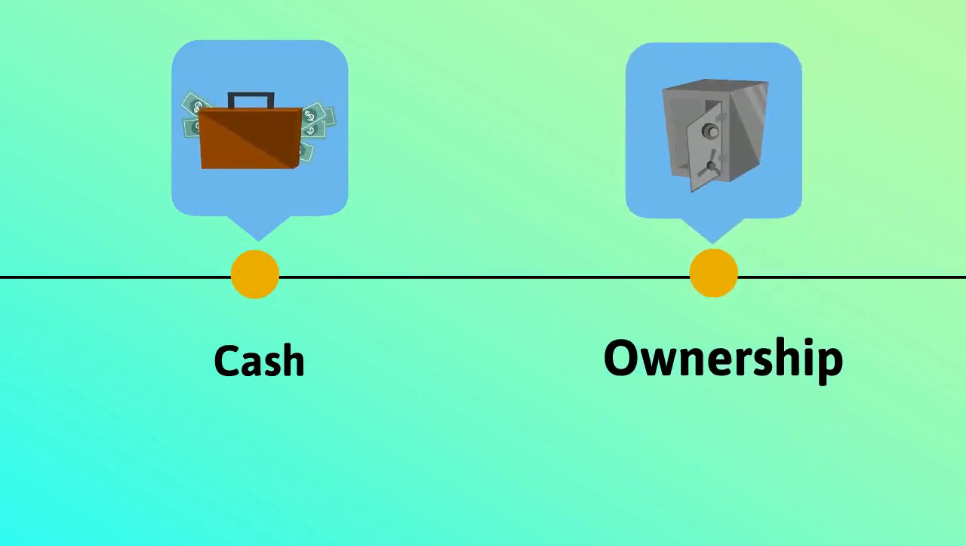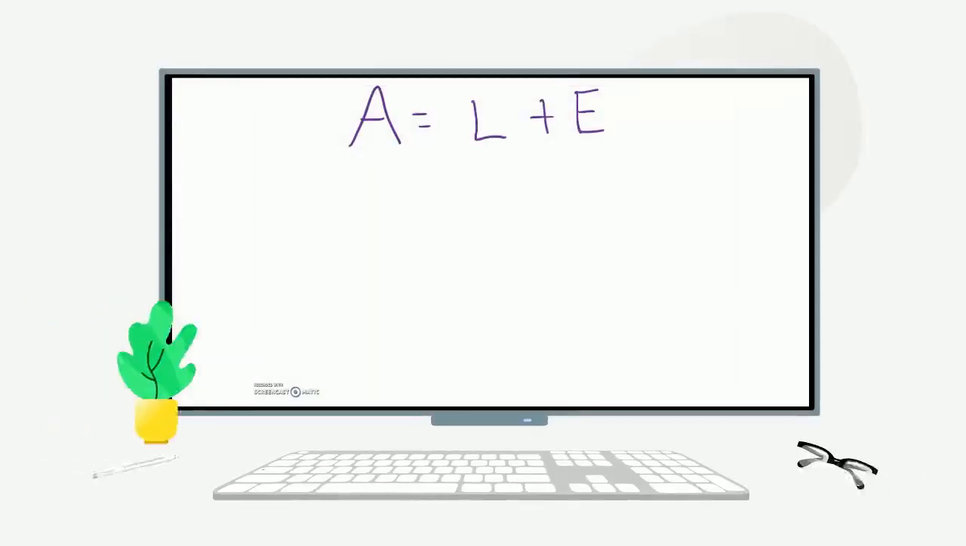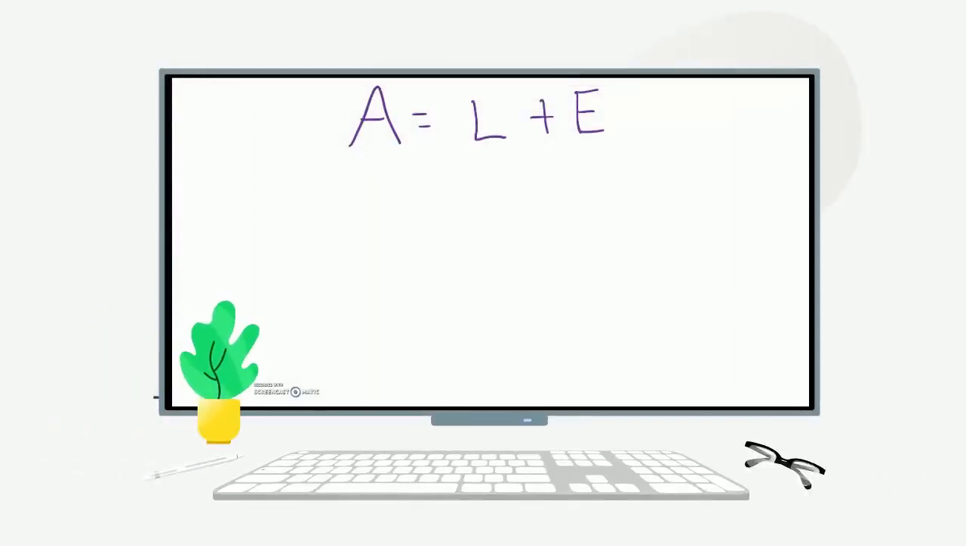They didn't just give us cash for fun. They gave us cash as an investment. They don't expect to be paid back, so this is not a loan. They are purchasing part ownership in the company. Let's analyze what this did to the accounting equation.